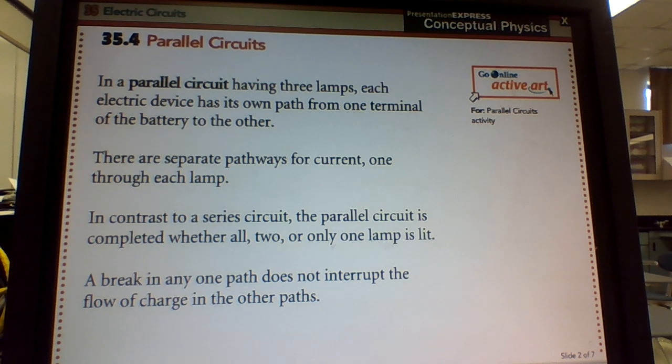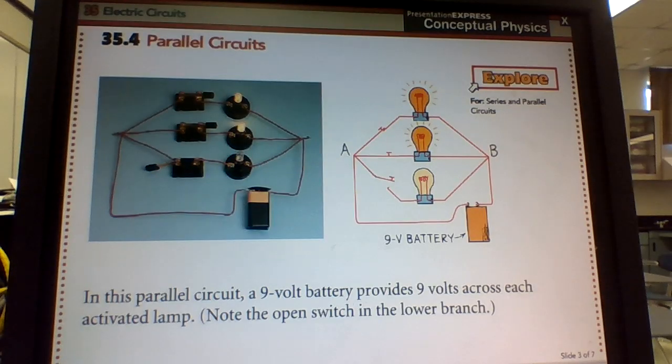A break in any one of the paths is not going to disrupt the flow of charge in the other path. So if we look at this one, again, this is a parallel path. If this is the negative and this is the positive, then basically it would flow out the negative and go through here. It's complete. We've got a whole loop. So this one lights up. We leave here the negative, we go this way, it goes through here, it goes through the switch, comes back, hits the positive. We've got a whole loop.